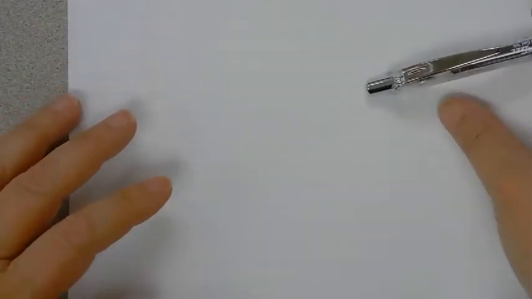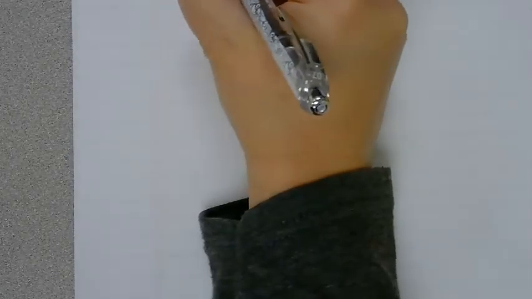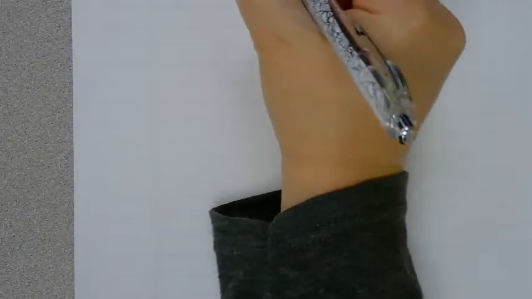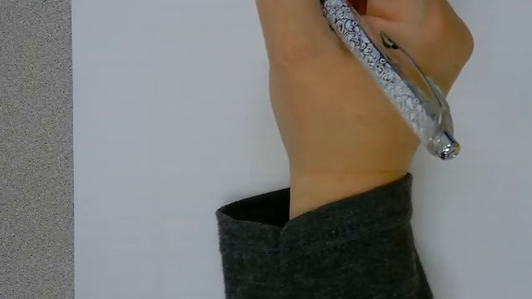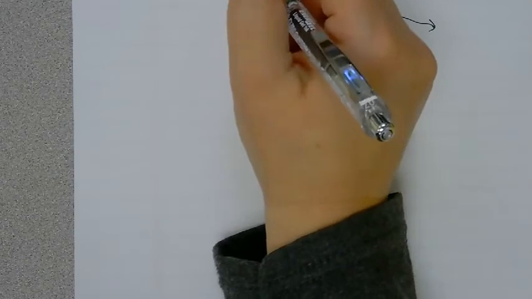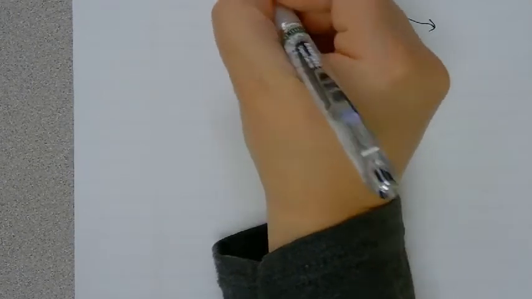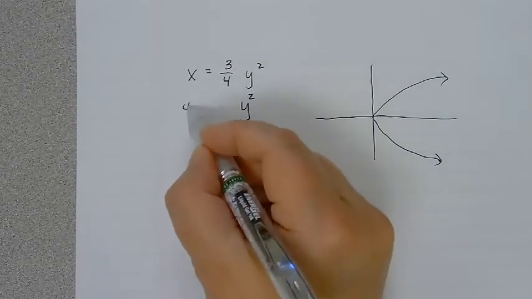Here's example 2. Here's the equation: x equals 3/4 y squared. And I want to try to find the focus point. Since this is positive, I know that this thing is going to open to the right. What I want to do is find the focus point. So I'm going to start by getting y squared by itself. I'm going to multiply both sides by 4/3.